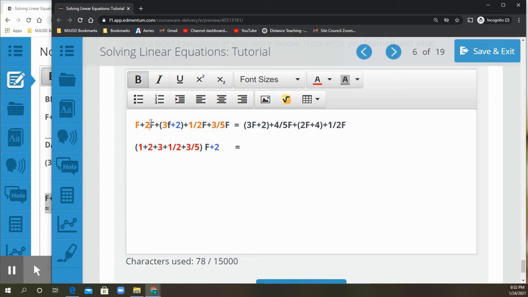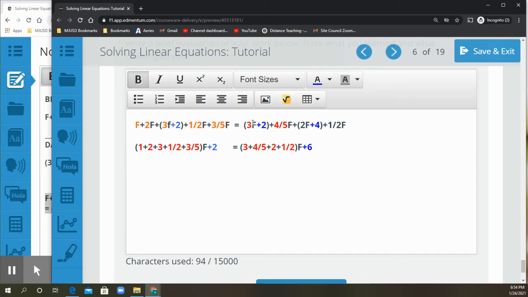Everywhere there's a number right next to the letter, even if it is a fraction, right next to the letter f, and not this alone plus 2 number, we can put those together and make 1 plus 2 plus 3 plus half plus 3/5 multiplied by f plus 2. The plus 2 and the plus 2. So that's how we simplified that. And we're going to do the same thing to this side.